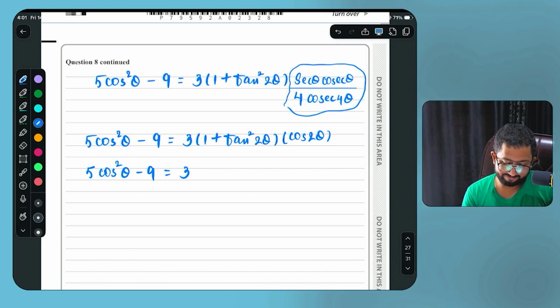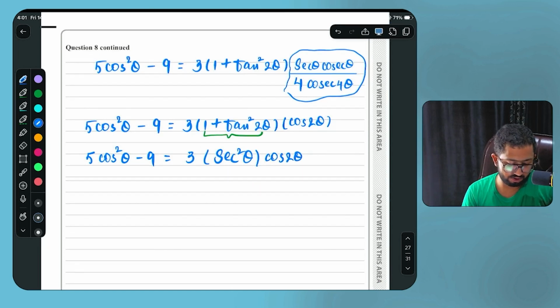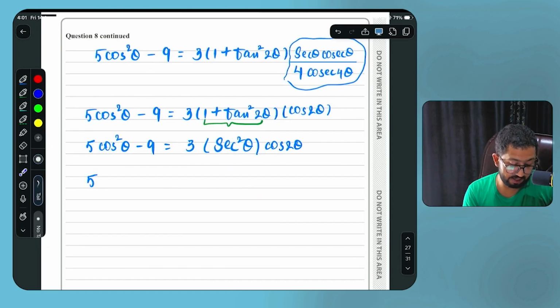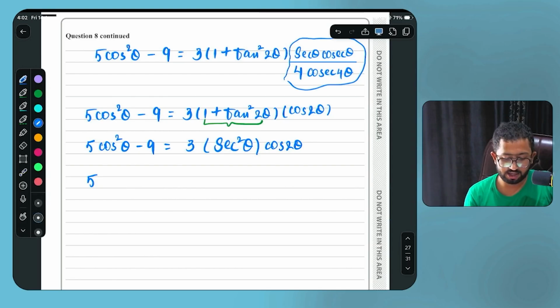So let's shift. Look at the screen. 1 plus tan square 2 theta is secant square 2 theta into cos 2 theta. Please make sure you remember the square identities. Whenever you see square trigonometric functions in the questions, you have to think about square ideas in your brain.